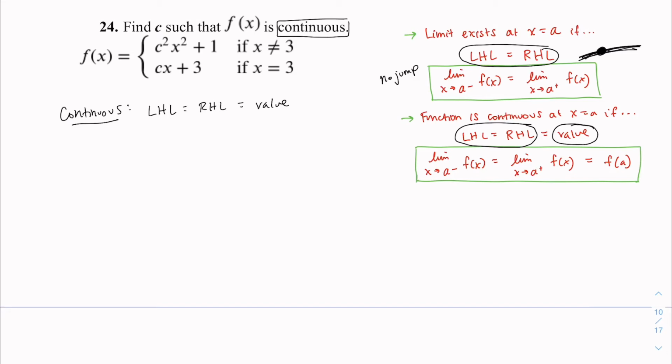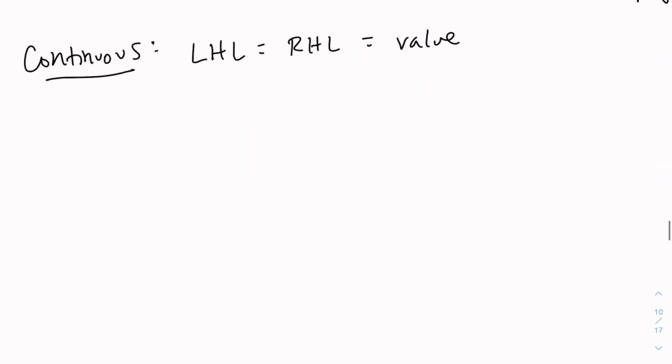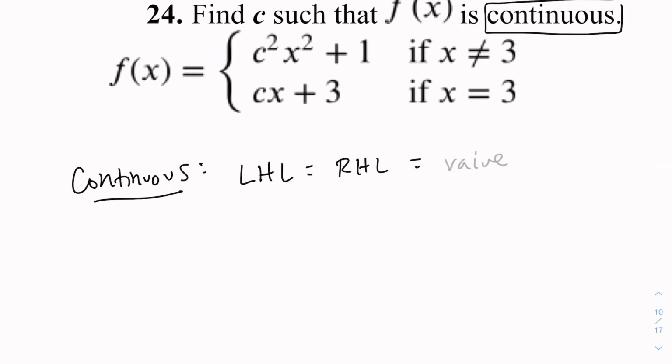Another way of looking at that is right here. Limit as x approaches a from the negative side equals limit as x approaches a from the positive side. That's our left-hand and our right-hand limit, equals f of a, which is the value. So let's try that and see what happens.